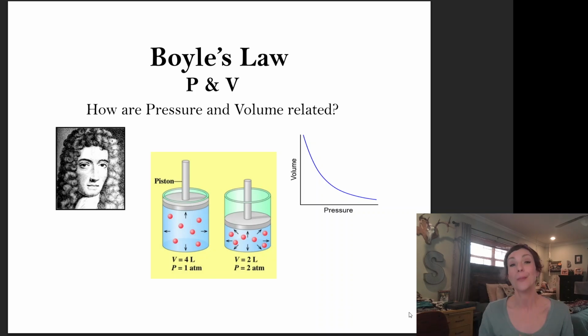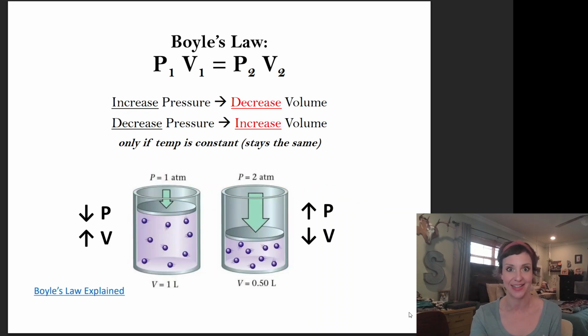Boyle's law. Boyle's law looks at how the pressure of a gas and the volume of a gas are related. Boyle's law is P1 times V1 is equal to P2 times V2, where the ones represent the initial pressure and volume and the twos represent the final pressure and volume. This law states that if you increase the pressure of a gas, the volume will decrease, or if you decrease the pressure, the volume will increase. Once again, I'm not adding or taking away molecules, right? But this gas law only works if your temperature remains constant, meaning the temperature stays the same.